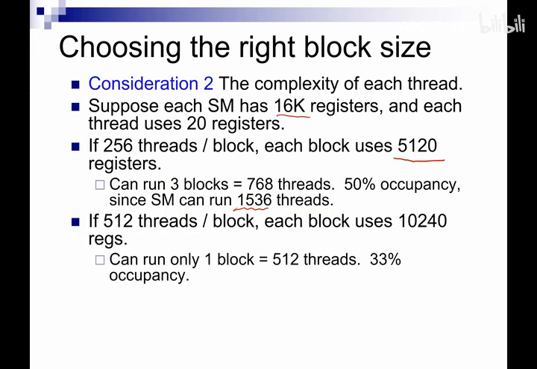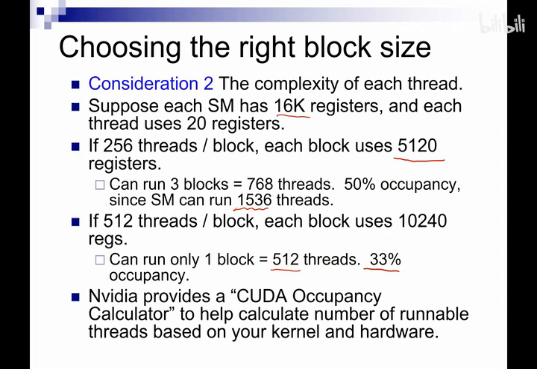Now somehow, suppose you could run 512 threads per block. Then each block would use 20 times 512, which is about 10,000 registers. So now you can only run 1 block, because if you ran 2 blocks you would need 20,000 registers, which you don't have, you only have 16,000. So you can run only 1 block of 512 threads, and 512 over 1536 is only 1/3 occupancy. So in this case, this also suggests that you would run 256 threads per block, because you get higher occupancy.